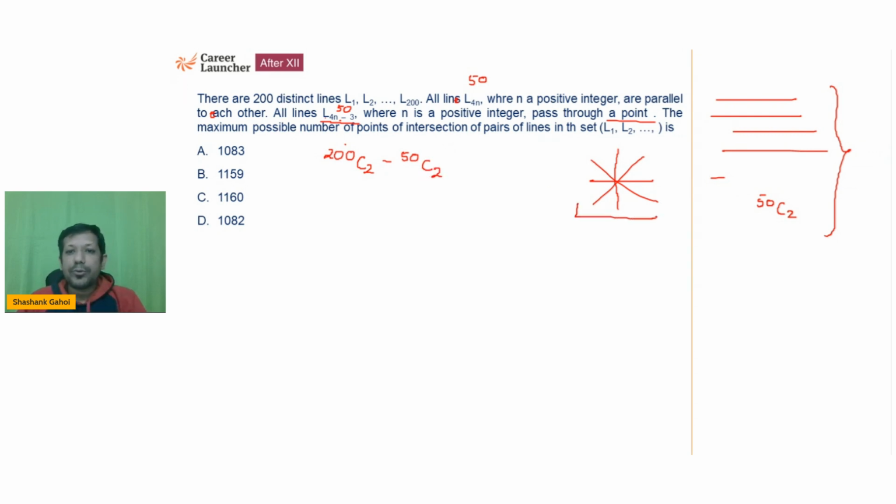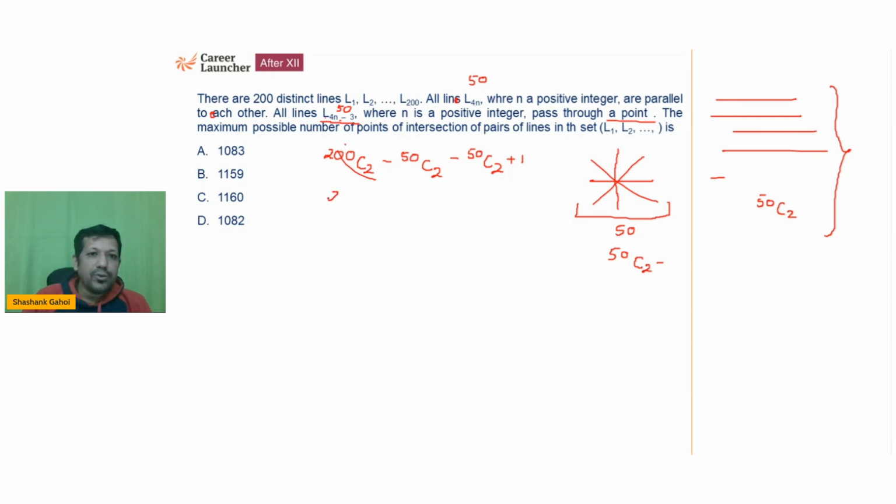Now let's come to the other 50 lines. In these 50 lines, there should be 50 C2 intersection points. But instead of that, all of these lines together have only one intersection point. So what is the total number of intersection points? That is 200 C2, minus 50 C2 for the parallel lines, that should have happened but is not happening, minus 50 C2 for these intersection points that should have happened but are not happening. But instead, one intersection is happening. So your answer should be this.